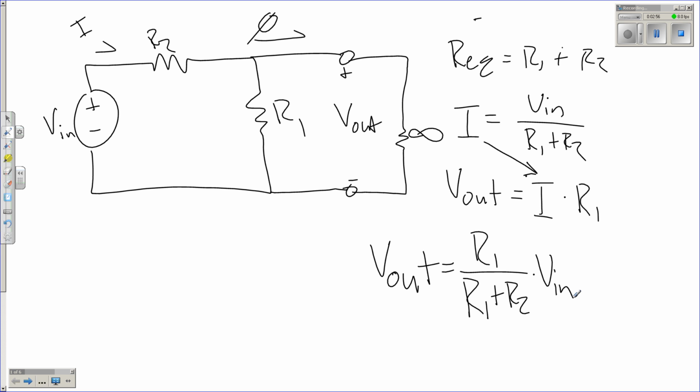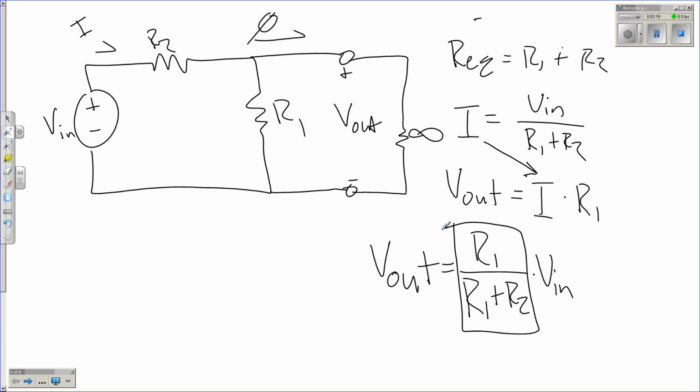And you can check this real quick. How about our units? All right, we have a resistance over a resistance, so that's going to be unitless, times a voltage. Okay, so we get a voltage. Does a voltage equal a voltage? I sure hope so. All right, and then we have a voltage division. V out is going to be some fraction of V in. And that fraction will be whatever relationship these resistors have with one another.